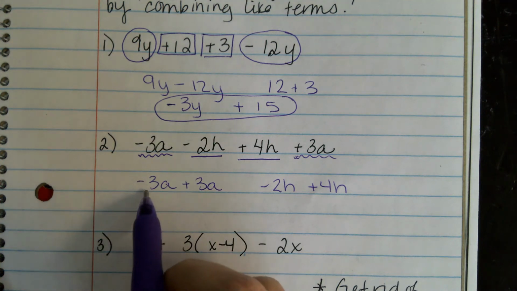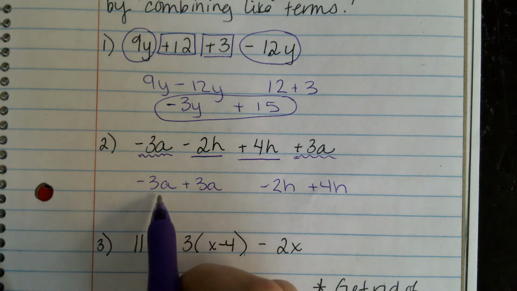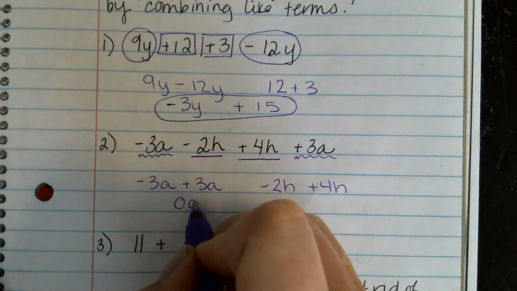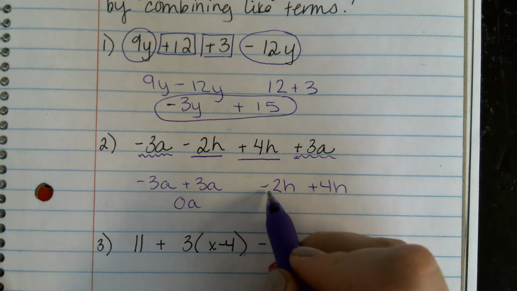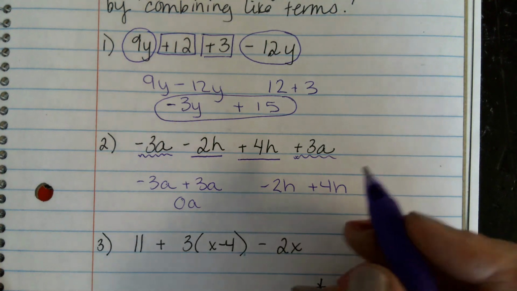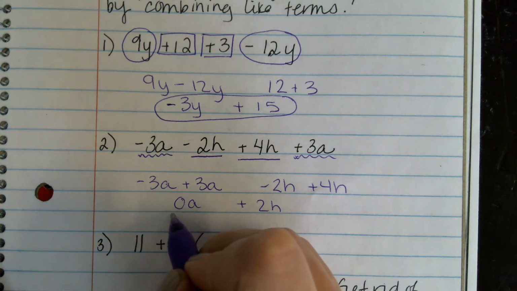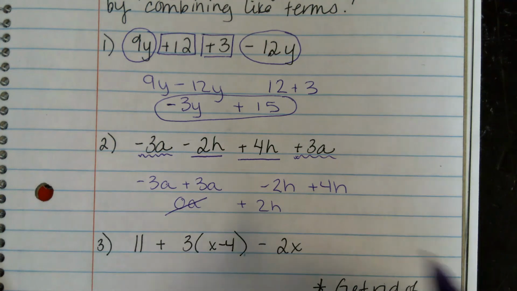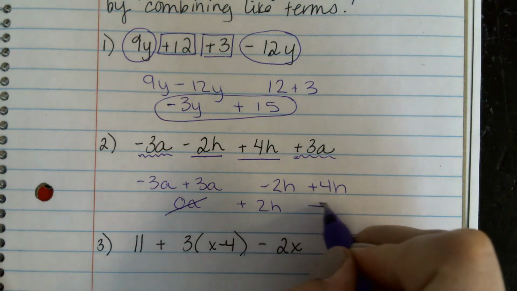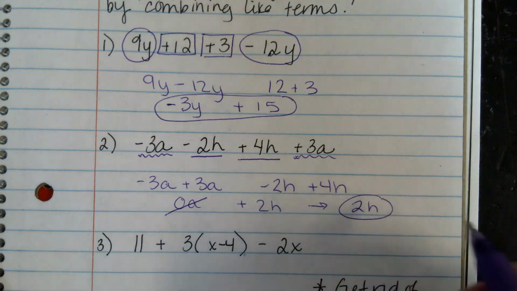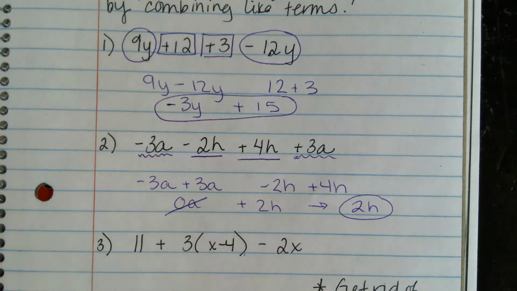So now I've got negative 3a plus 3a. Well, negative 3 plus 3 would give us 0. So we're going to write 0a. And then I've got negative 2 plus 4. That's going to give me 2. So I'm going to go plus 2h. Now here's the thing with variables. We can't have a 0 with our variable. So my 0a, that's just going to disappear. And my final answer is just going to be 2h. So anytime you get a 0 with a variable, your 0 is your coefficient, it can just disappear. It can go away. We don't want to leave it.